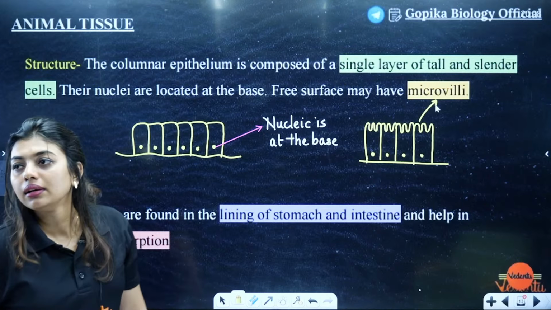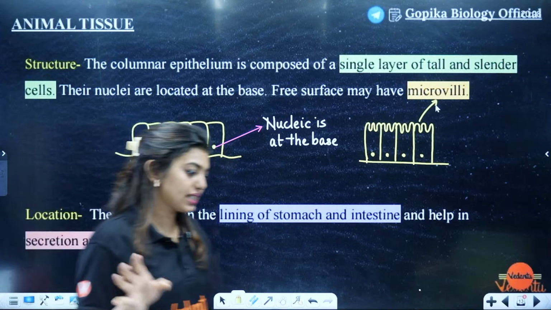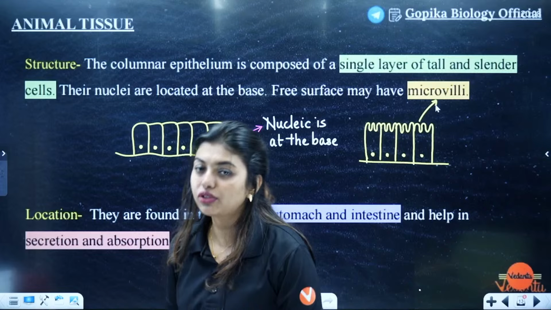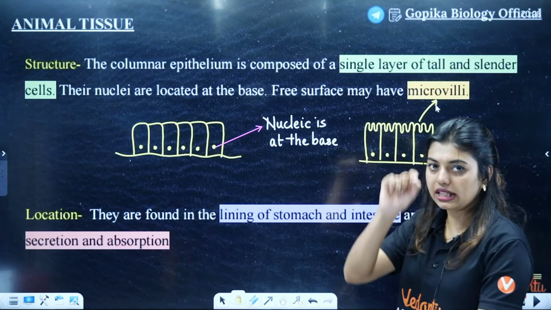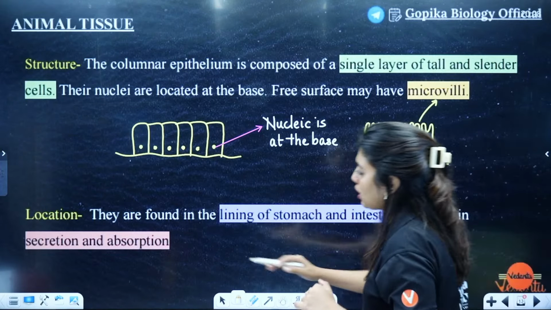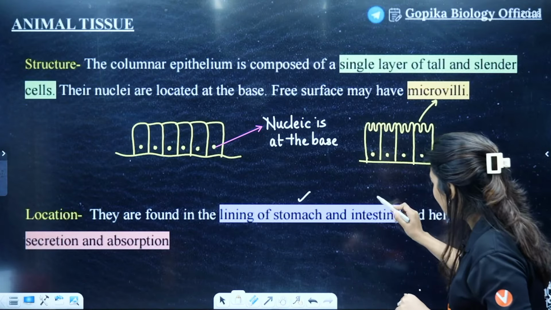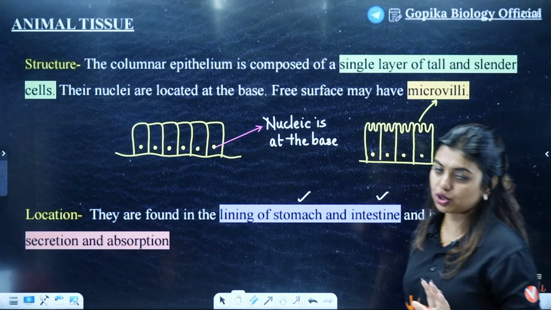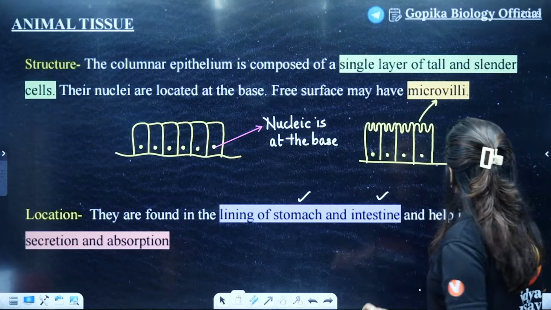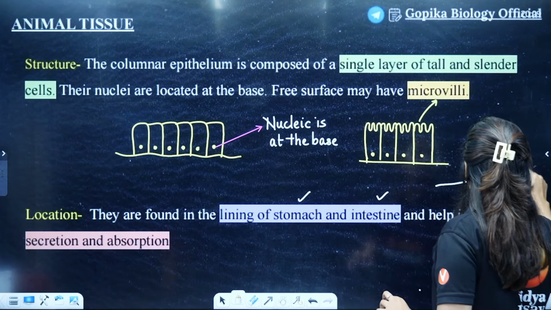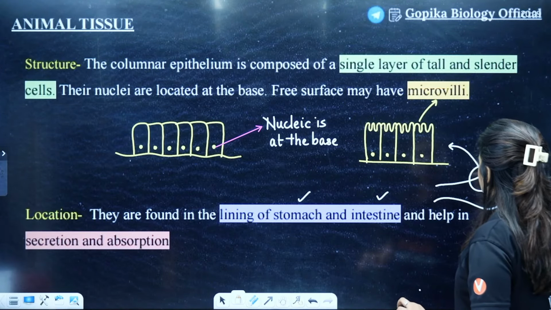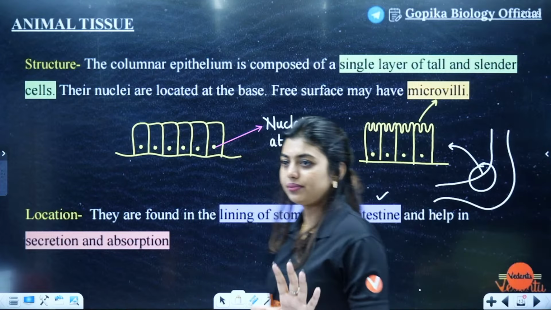Yes, ma'am, microvilli and villi are not the same. Villi is what we study in the intestine, intestinal villi. And microvilli are present on epithelial cells, in the apical region of the epithelial cells. That is the major difference. They are found in the lining of the stomach and the intestine and help in secretion and absorption. So if this is your stomach, the lining of the stomach might have structures like this. Clear?